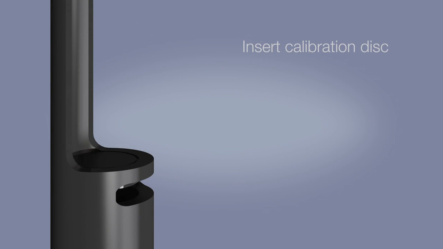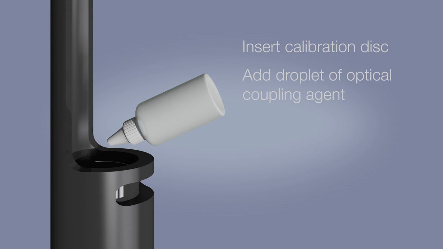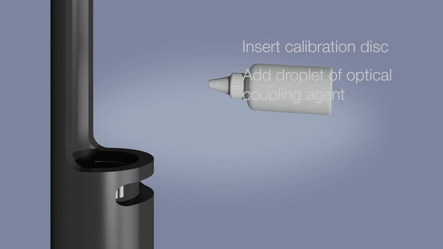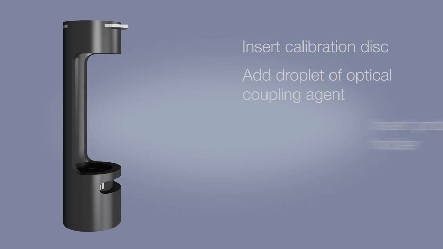Simply place the appropriate calibration disc into the holder, add a small droplet of the optical coupling agent, and insert into the holder.